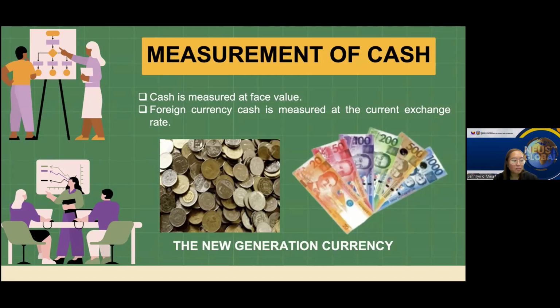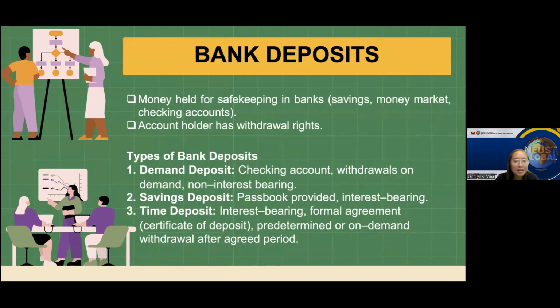Now let us proceed to bank deposits. These are money that people or businesses keep in a bank for safekeeping. When you deposit money in a bank, you can withdraw it when needed, depending on the type of account that you have. For example, demand deposit, checking account: a bank account where money can be withdrawn anytime using your checks. It does not earn interest. Example, a business owner keeps money in a checking account to pay suppliers by issuing checks.